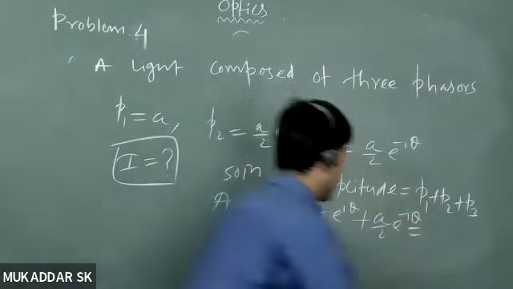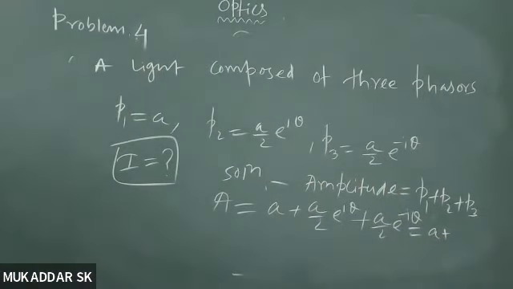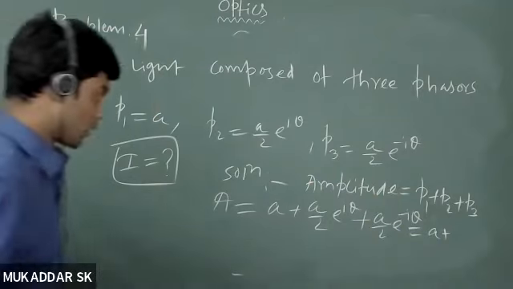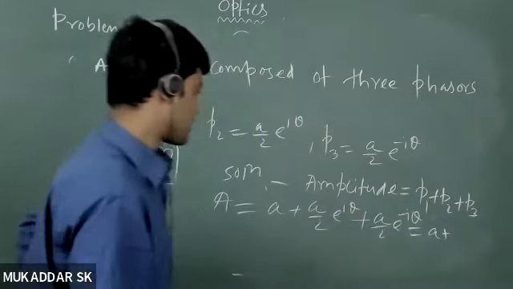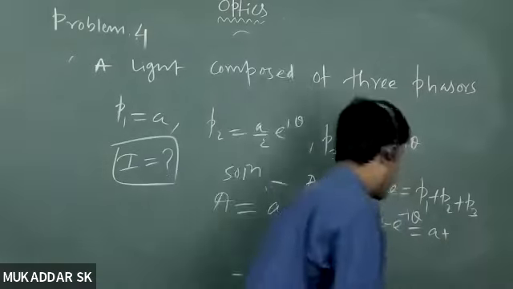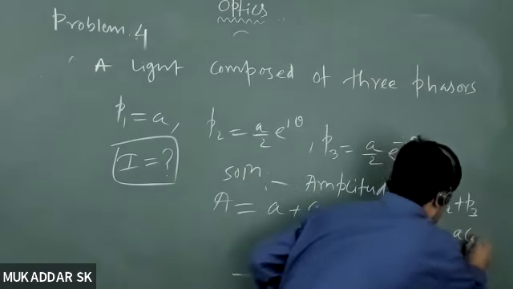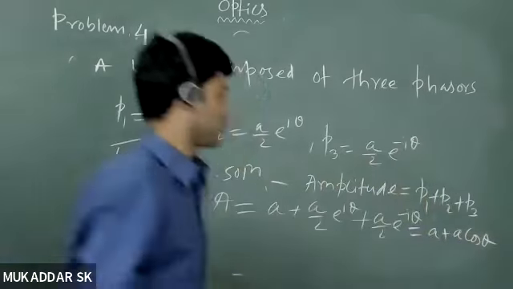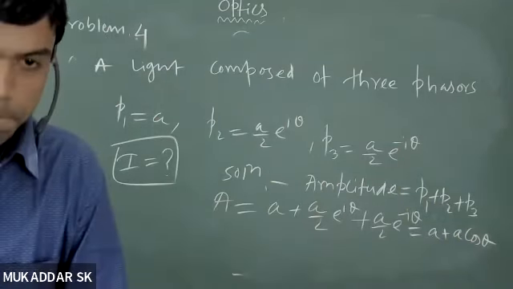From the second and third term, if I take A by 2 common, you will get exponential i theta plus exponential minus i theta. And that will be how much? That will be twice cos theta, right? So basically the second and third term will give you A into cosine theta. Is this clear? Please check. Yes, sir.